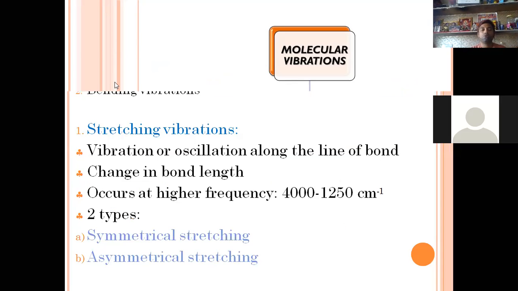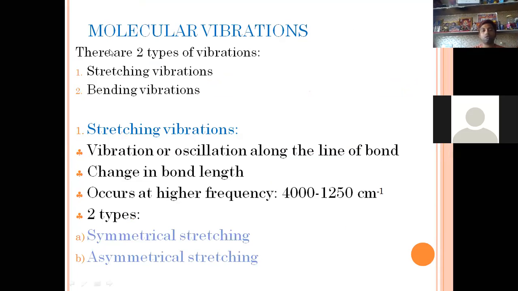As we have discussed, there are two types of molecular vibrations: stretching vibrations and bending vibrations. Again, they are further divided. What are stretching vibrations? Vibration or oscillation along the line of the bond. There will be a change in bond length.